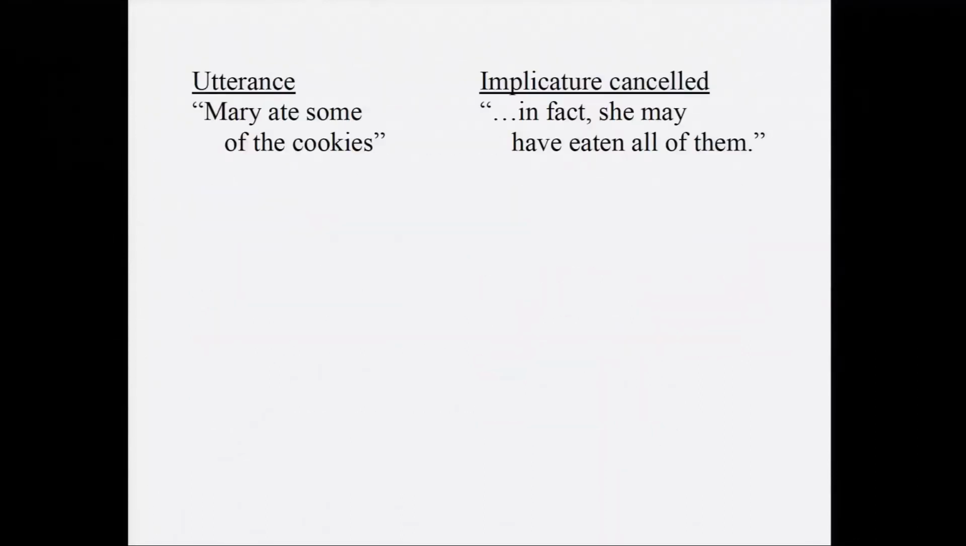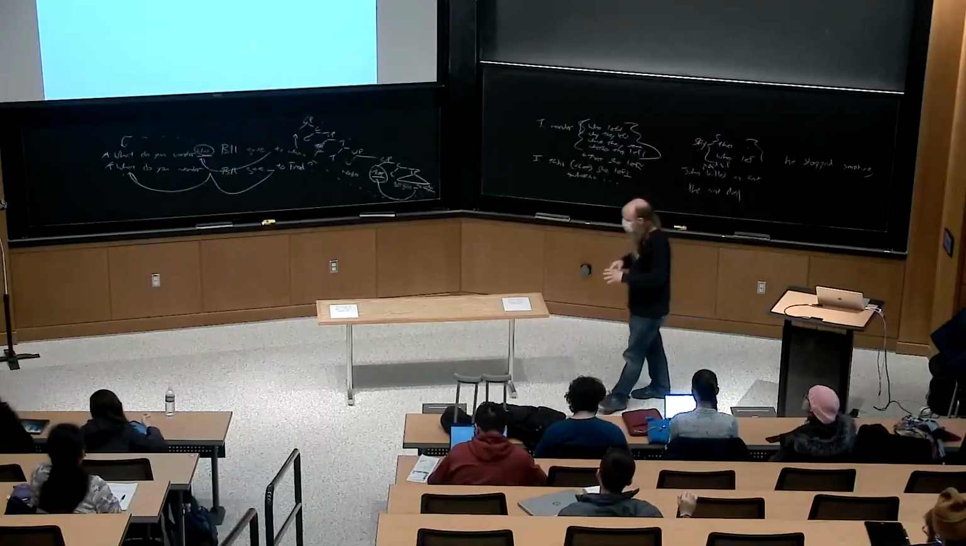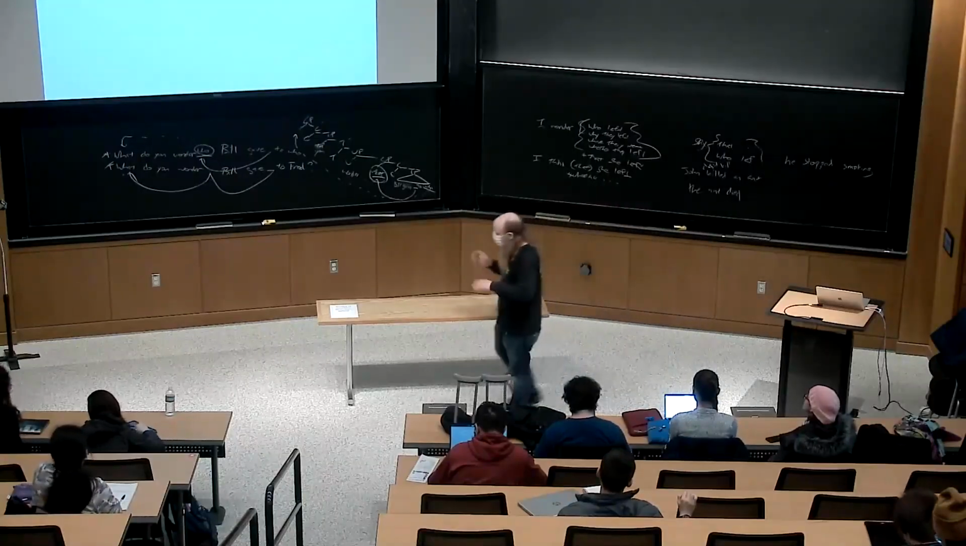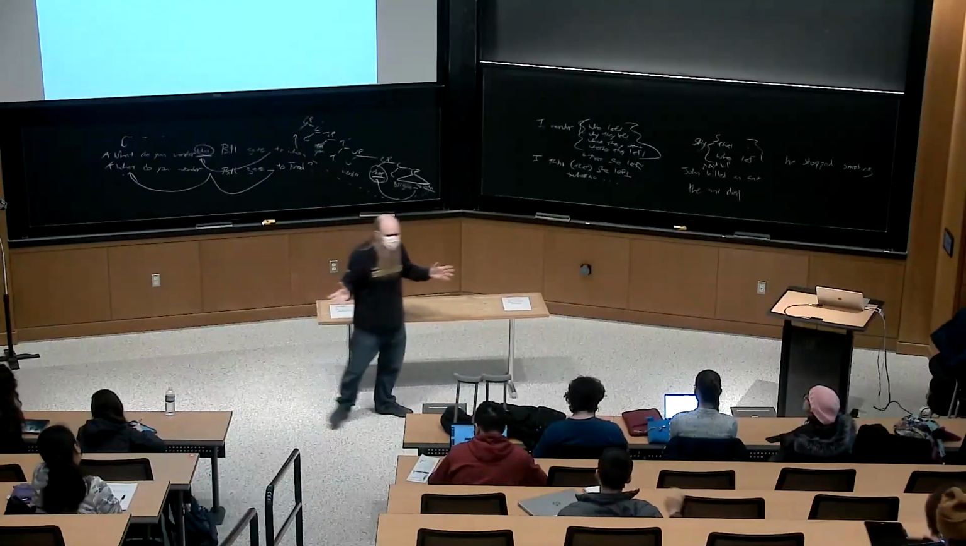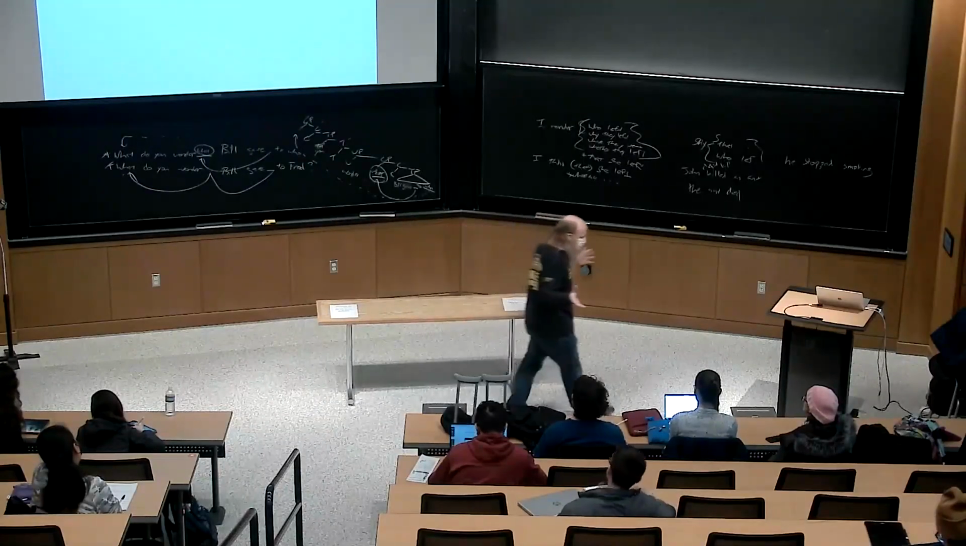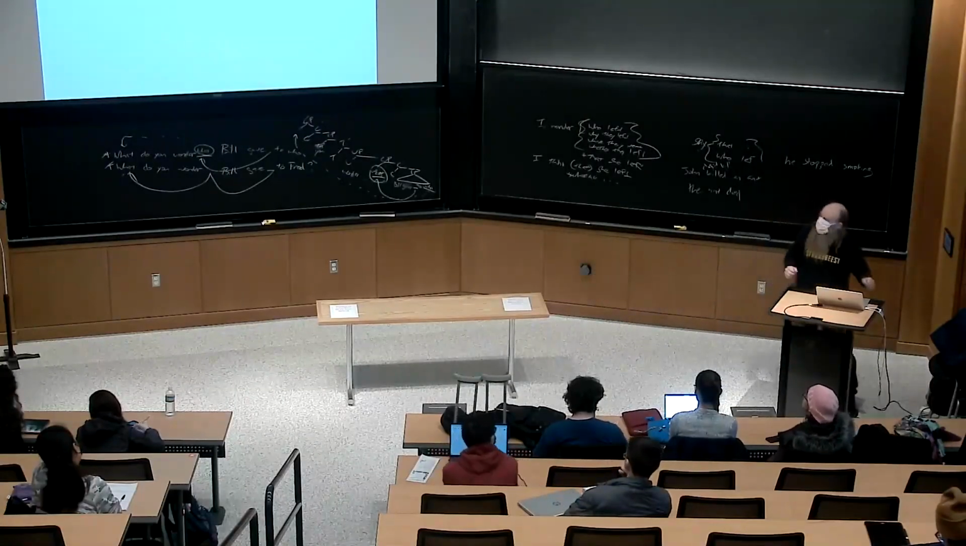And Mary ate some of the cookies implies that she didn't eat all of them, but maybe she did. Okay. So presuppositions are different from this. I can say things like, I'm 21, in fact, I'm 50. Or Mary ate some of the cookies. In fact, to be perfectly frank, she ate them all. That's perhaps a slightly odd way of telling you that, but there's nothing too surprising about it.